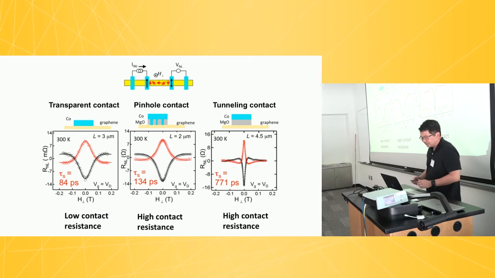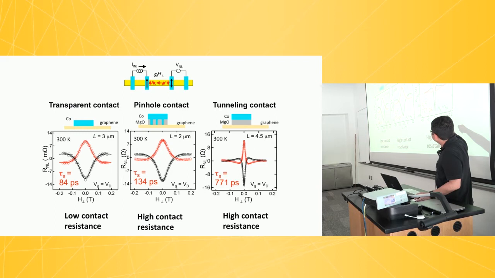Oh, you mean back here? Yeah. So first of all, if you apply a very high magnetic field, the signal should be zero. That's right. Why not? This one's close to zero, right? Yeah, but why not?